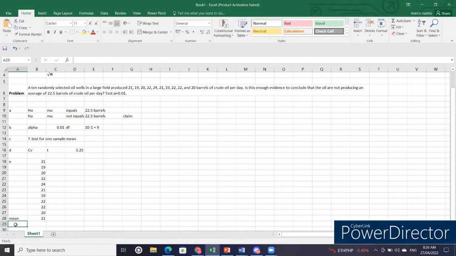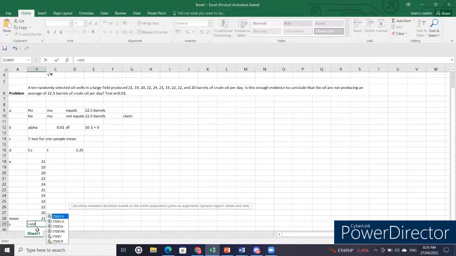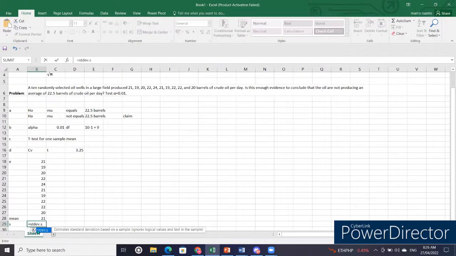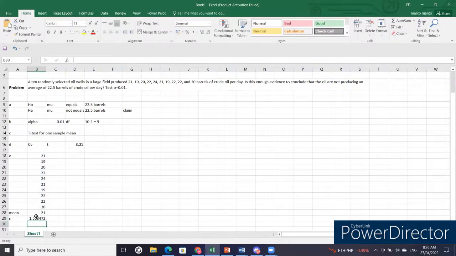And for our standard deviation, our s, we just compute equals STDEV. We will make use of the sample standard deviation formula. And this is now the result.